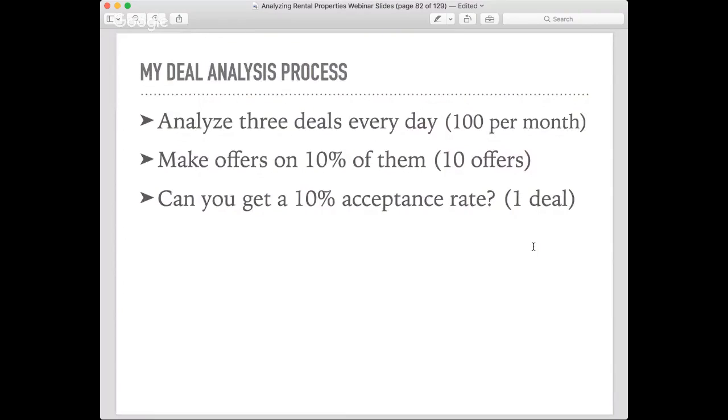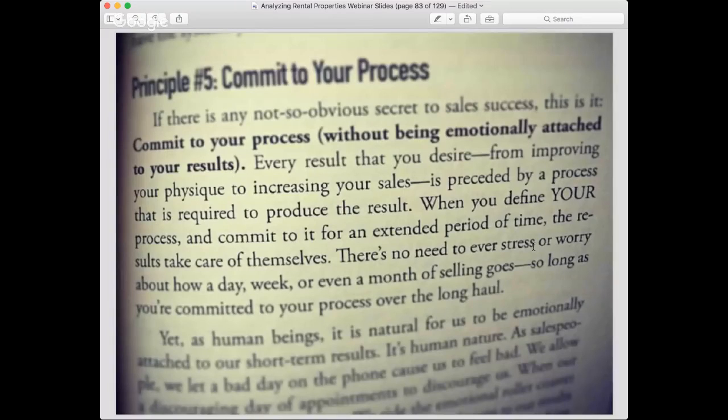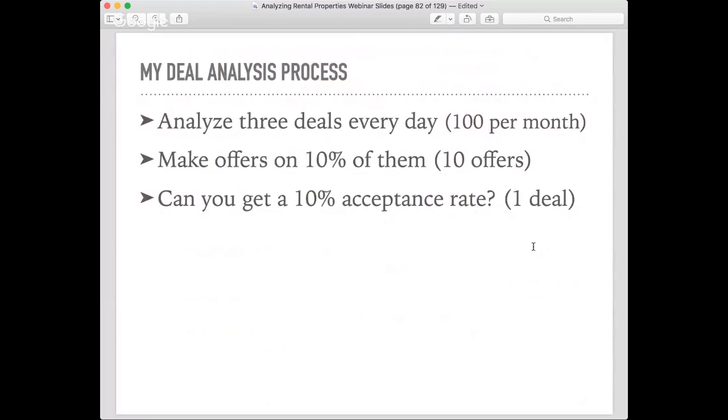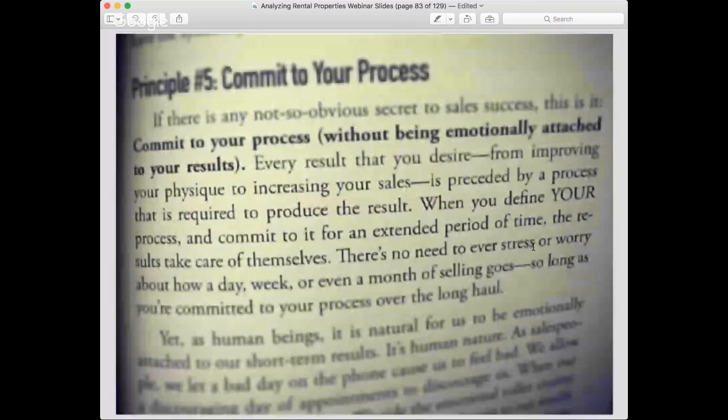I would hope so. And even if you didn't get one accepted, even if you didn't get a deal after that, would you be better off as an investor having analyzed 100 deals and having made 10 offers? You would be significantly more advanced than you are today, right? You'd be so much more confident in what you're doing. So that's my challenge to you guys.